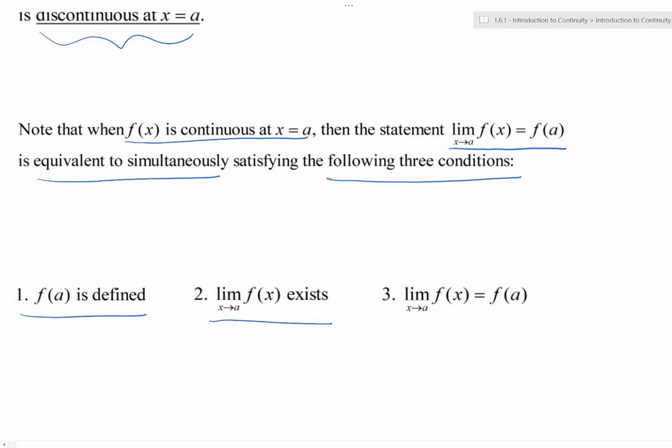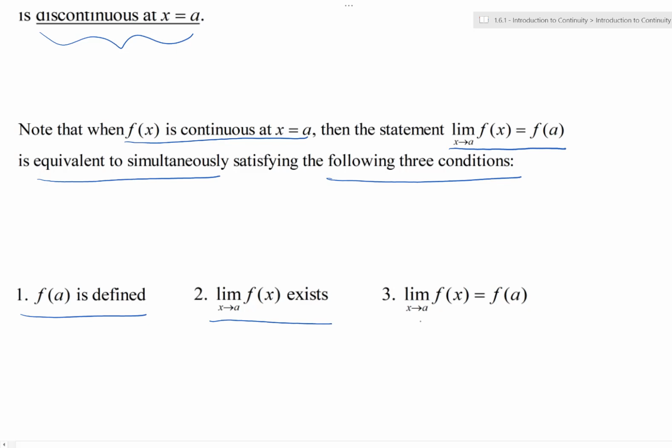Moreover, you can't make that statement either unless you have that the limit as x goes to a of the function f of x actually exists, right? So the function needs to be defined at x is a. The limit of the function as x goes to a has to exist.